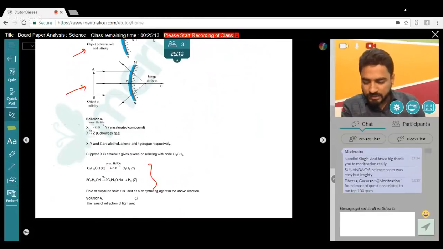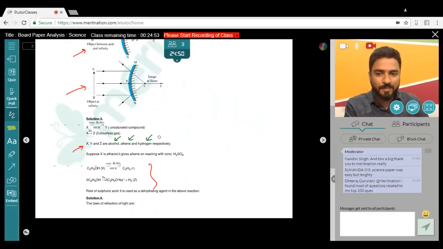In this fifth question, the correct answer is what your X, Y and Z are going to be. X is going to be an alcohol. You can clearly observe over here that X is your alcohol. Y will be your alkene, and Z, the colorless gas mentioned over here, will be your hydrogen gas.